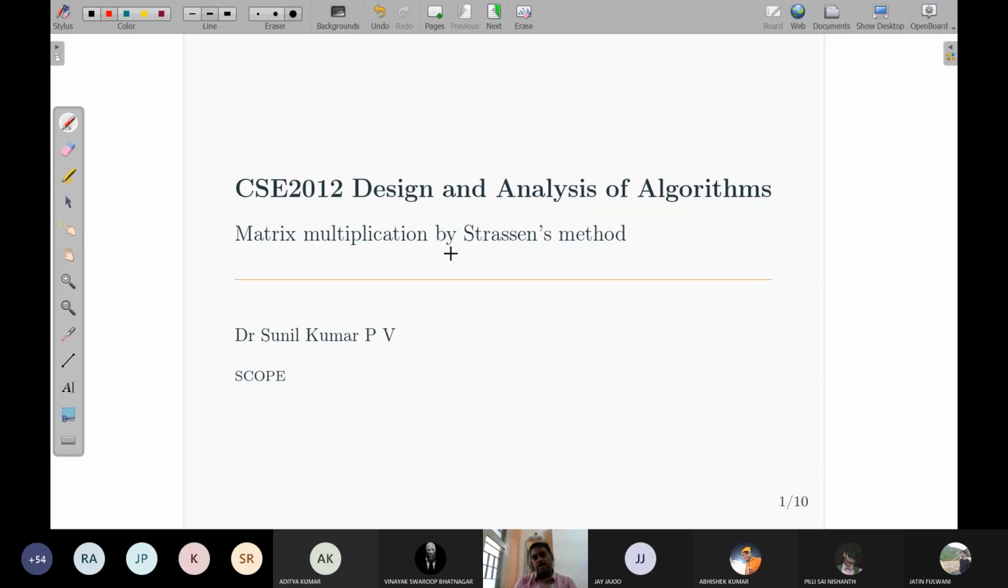So you can take your time and submit the assignment. This is matrix multiplication by Strassen's method. It is again a divide and conquer approach. This is going to be our second example for a divide and conquer problem. This is also taken from the syllabus, so you can very well expect this for theory exams also.